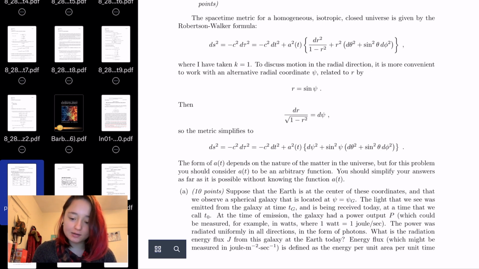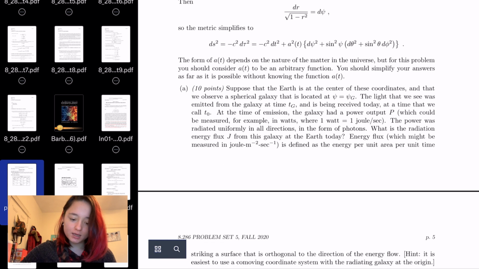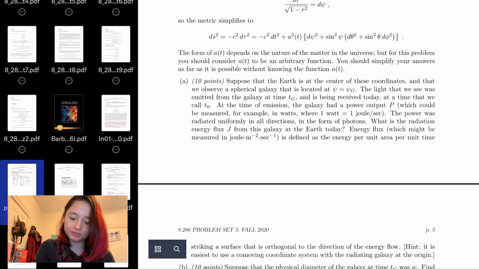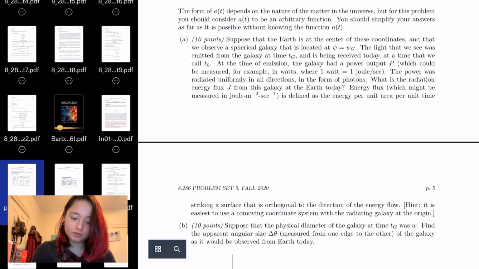We have the space-time metric again for a homogeneous isotropic closed universe. And then, let's see. It says that the metric simplifies to this form, and then it gives some problems on that. It says the form of a(t) depends on the nature of the matter in the universe, but for this problem you should consider a(t) to be an arbitrary function. So we did that a lot.